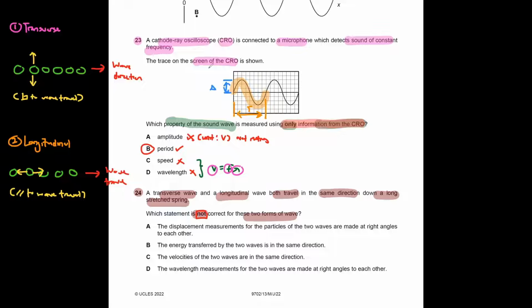You now look at the answer statements one by one. The displacement measurements for the particles of the two waves are made at right angles to each other. So this is actually true. This is actually correct. How you measure your displacement for these two waves is actually at right angles to each other. You see, for the transverse wave, you're making your measurements vertical like this. But when you're talking about the longitudinal wave, you're making your measurements horizontal like this. They are both perpendicular to each other. So answer statement A is actually correct.